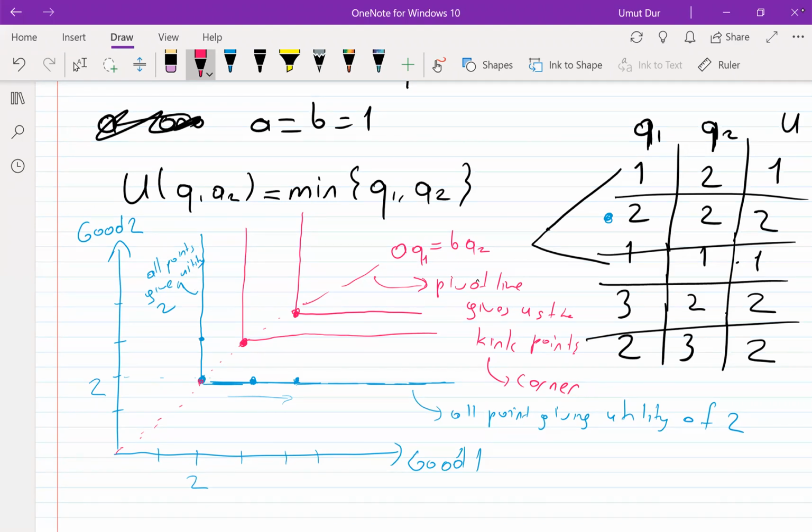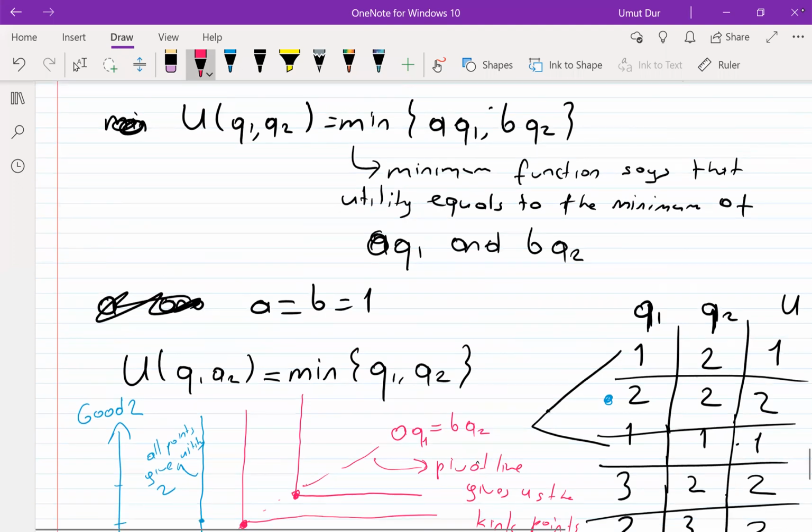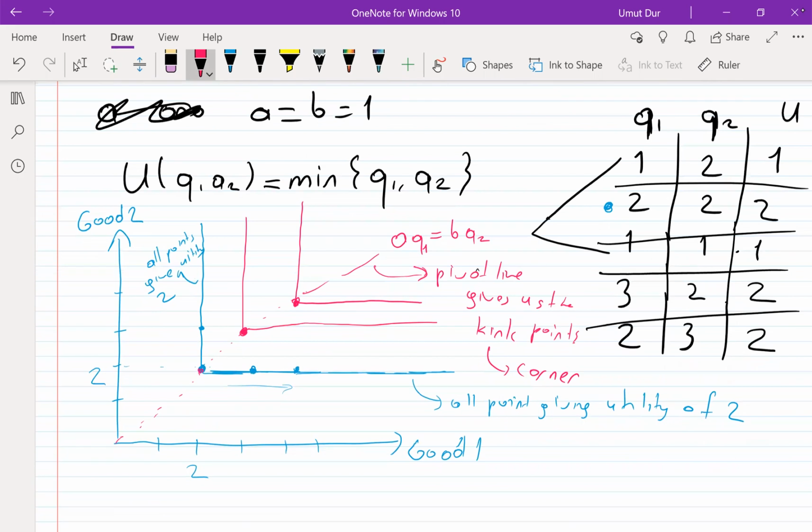So the equation for the linear line is aQ1 equals bQ2. If you remember, the general form of this utility function is some constant times Q1, some constant times Q2. If I know this utility function, then I can draw this pivot line, and these right angle curves are always on that line. The corner points of those curves will always be on that line.